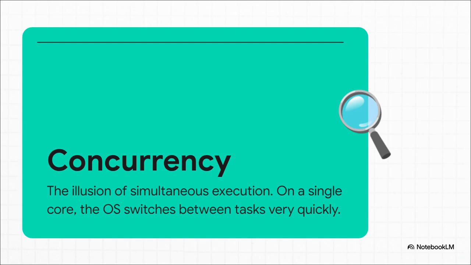And this brings us to a super important distinction, concurrency. See, on a computer with just a single CPU core, you can technically only do one thing at a single instant. Concurrency is the art of making it look like you're doing many things at once.